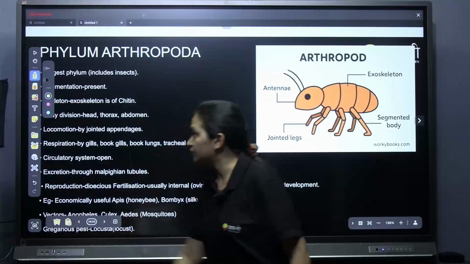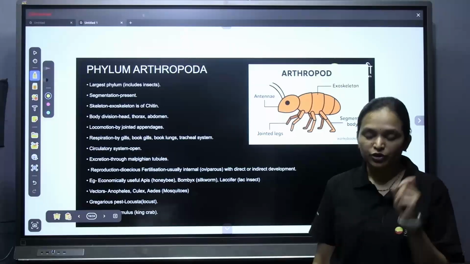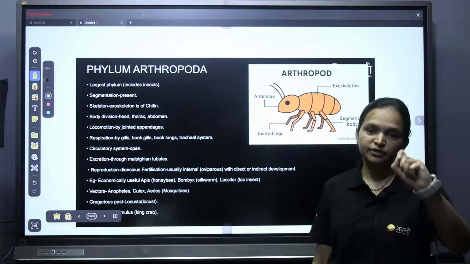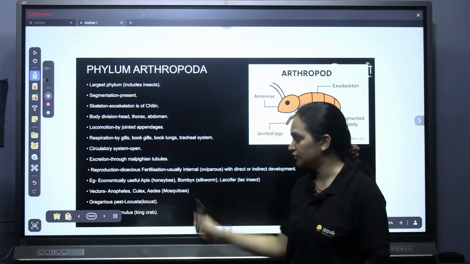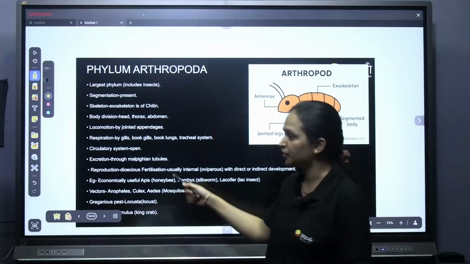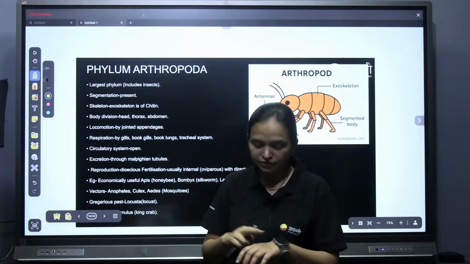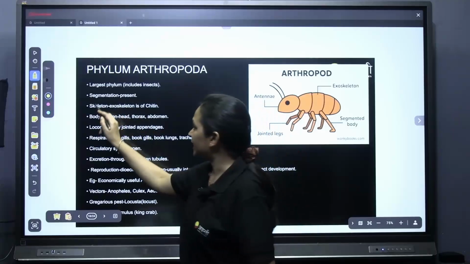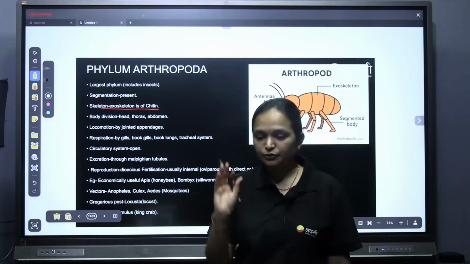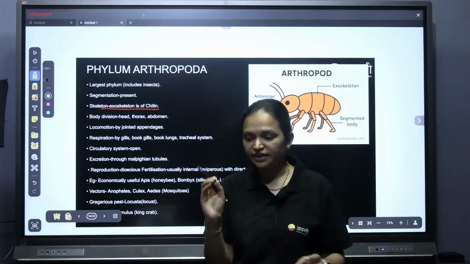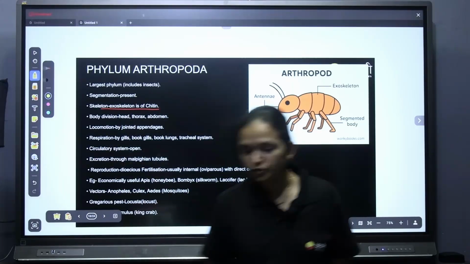So these were some of the important points. Now coming to arthropods. Arthropoda is very, very much important. All the points I have noted down in this are important. Okay, this is one of the largest phyla. Do you know why it is the largest phylum? Because they have an exoskeleton. The exoskeleton is made up of chitin, and that chitin exoskeleton is very, very hard.